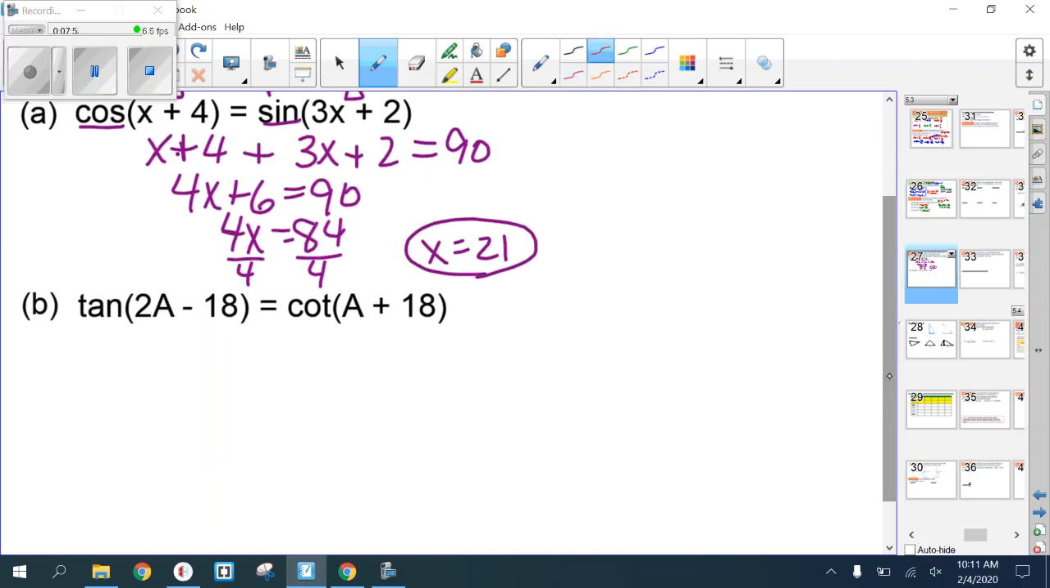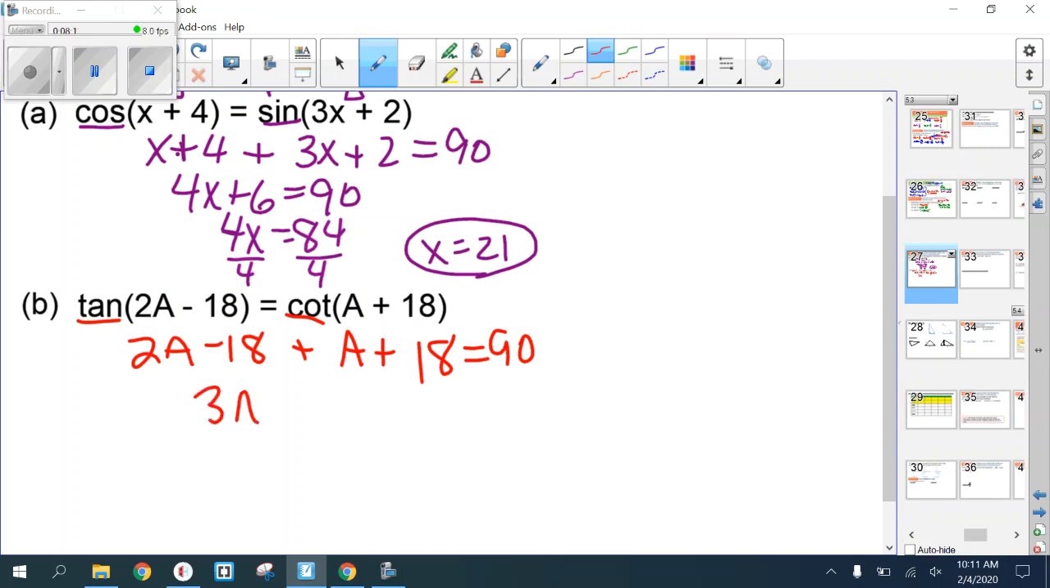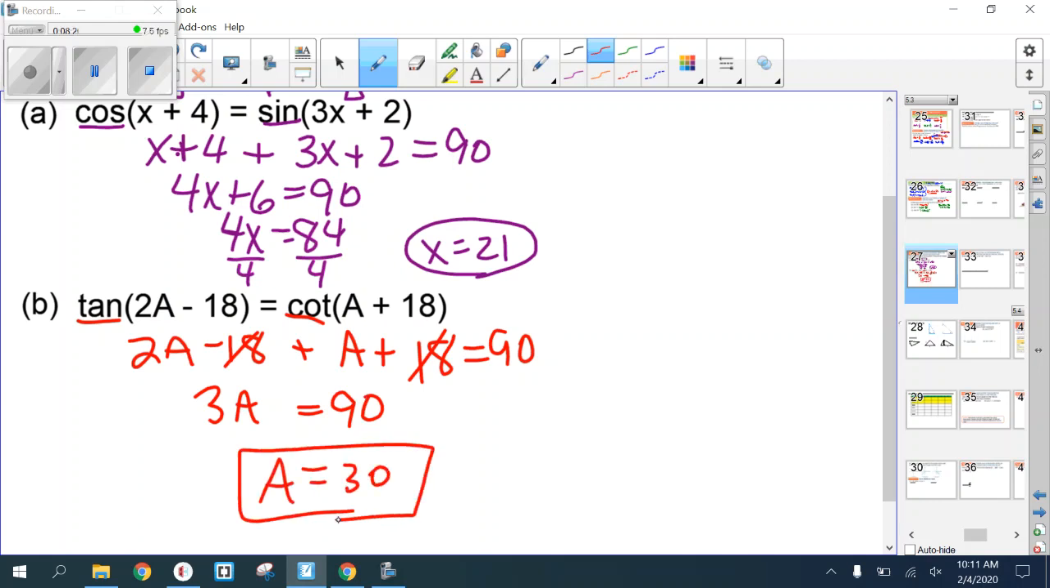So let's do it again. Notice you have cofunctions. So this thing plus this thing equals 90. Combine like terms, that makes 3a. The 18s just fall out. 3a equals 90. Divide by 3, you're going to get a equals 30. Not very hard, but it's very commonly missed.